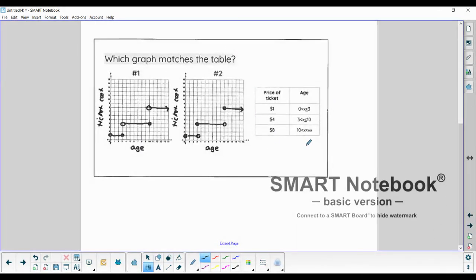So if you're given this table, which of these graphs match? So the graphs are basically the same. The only difference is where the closed circle and open circle are. So let's focus on where the closed circle is. The closed circle should be with the $1 ticket price at 3, and for the $4 ticket price at 10. So the first step should have a closed circle on the right, and the second step should have a closed circle on the right as well, lined up with 10 years old. And we can see here the $8 step in line with 8 has an open circle on 10.